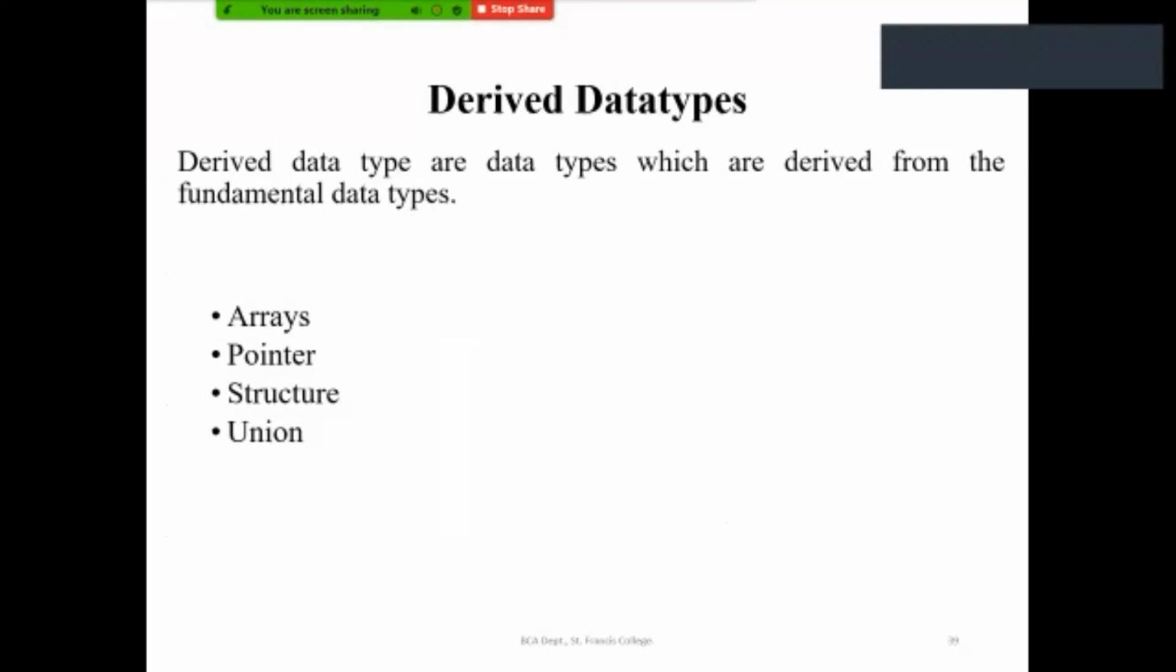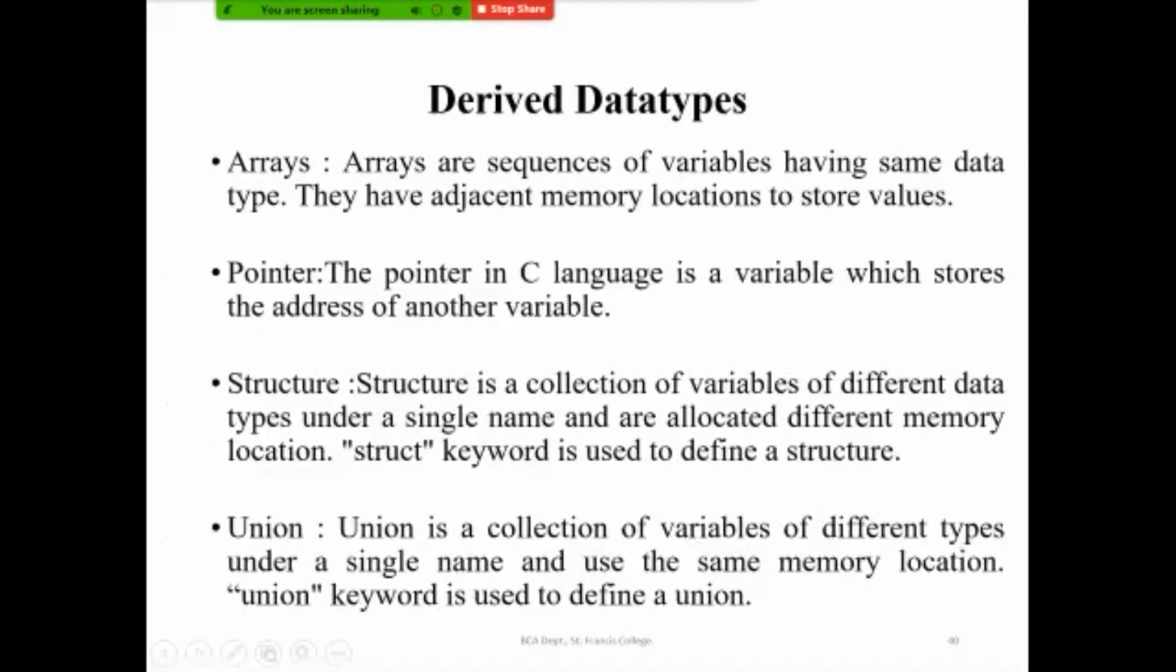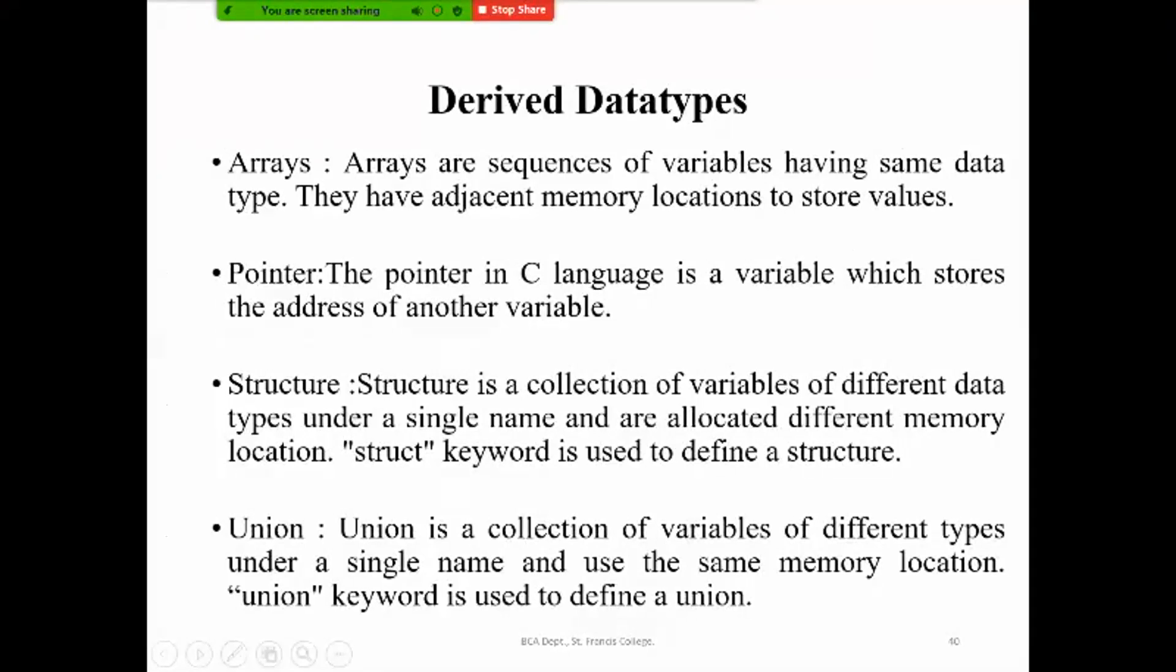Derived data types are derived from the primary or the fundamental data types, and we will see them in depth. For derived data types, we have chapters on pointers, arrays, structure, union, and all. For the time being, I have kept a few definitions, one for each of the derived data types.